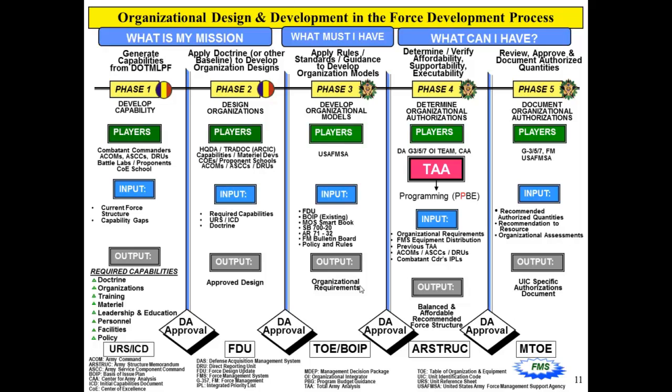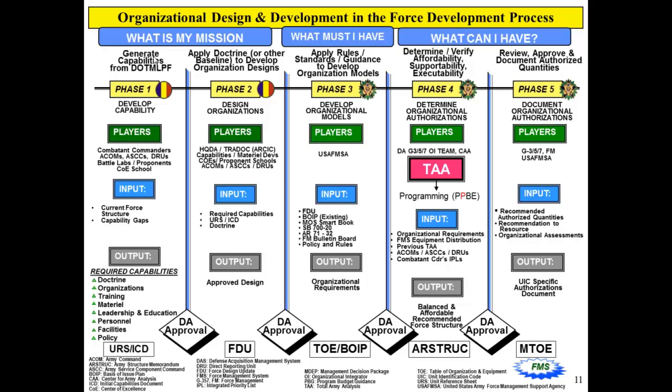The third phase is what must I have? That's where the DA staff looks at it and runs it through all their processes. And then the final 4 are resourcing. What can you have based on priorities and resources, basically being money. So let's look at, you'll see the crest up here. The first 2 phases are owned by TRADOC. The last 3 are owned by the Army staff.